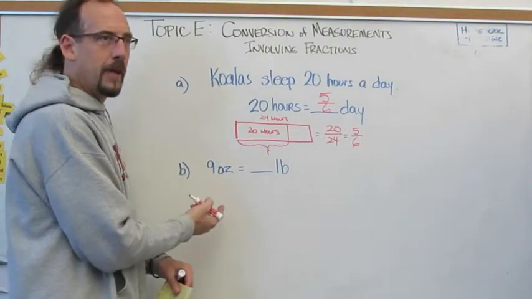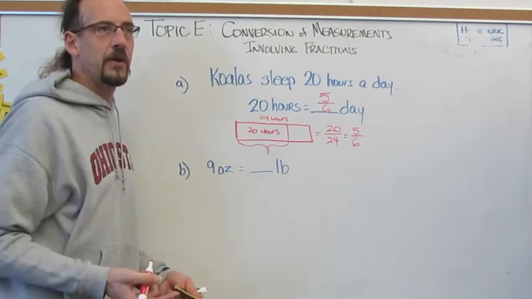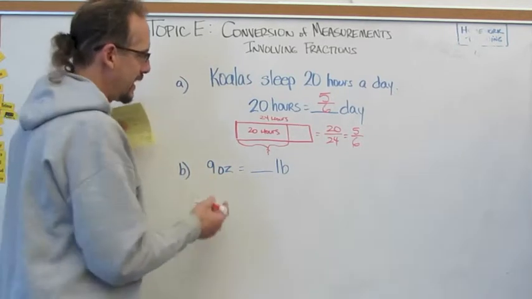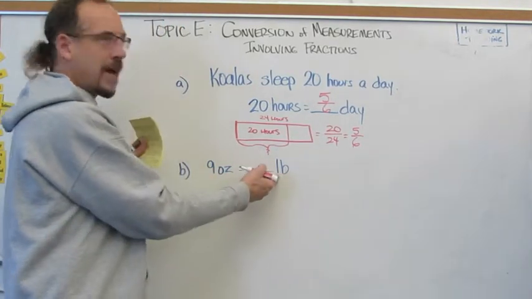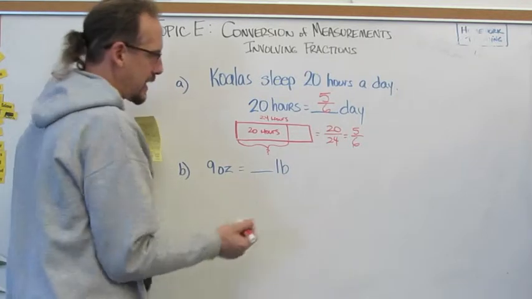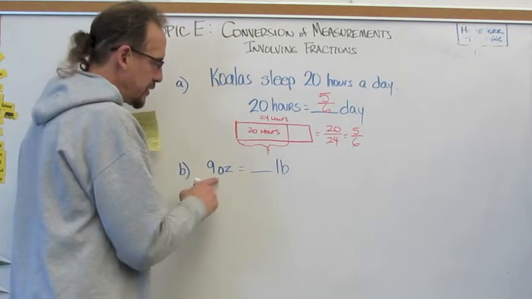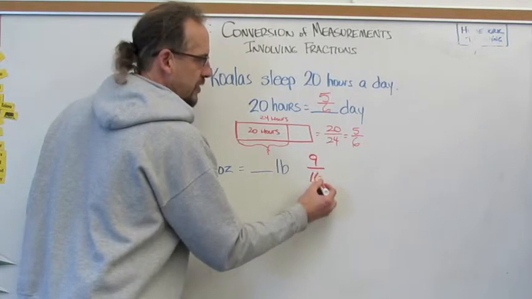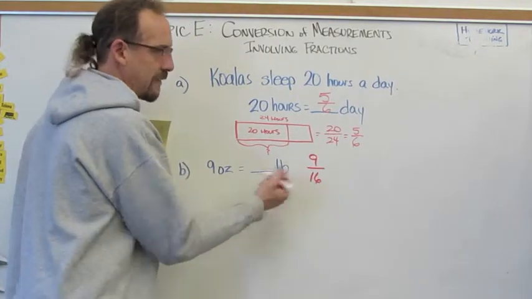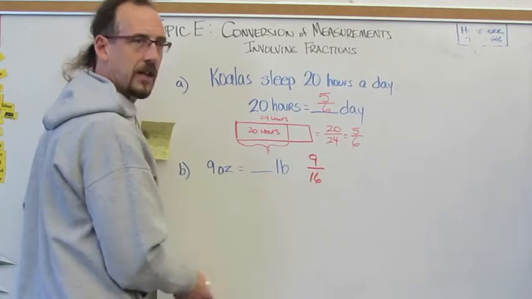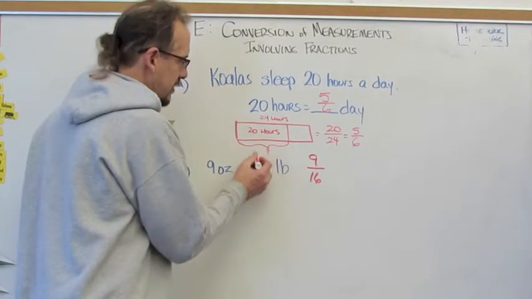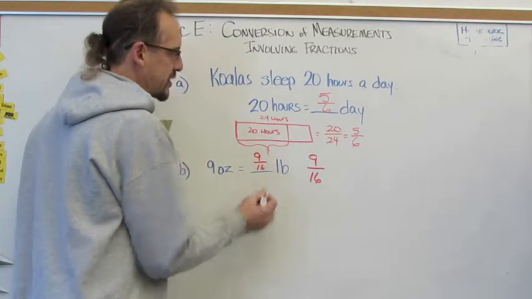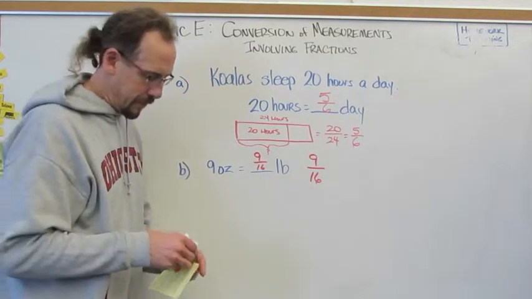Similarly, you'd get a problem like this. It says 9 ounces equals how many pounds? And I would ask myself, how many ounces are in 1 pound? And the answer to that is 16. So this is 9 out of 16 ounces. And that can't be simplified. There is nothing that goes into 9 and 16. So that would simply be 9/16 of a pound.